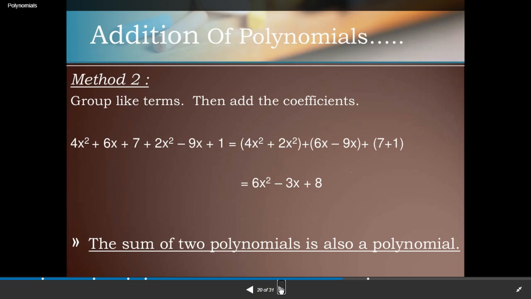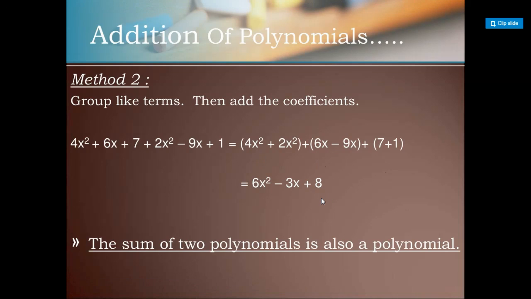Second method: group the like terms and then add the coefficients. Grouping: 4x square plus 2x square, 6x minus 9x, 7 minus 1. Okay, 4 plus 2 is 6, 6 minus 9 is minus 3, 7 plus 1 is 8. So the sum of two polynomials is also a polynomial.